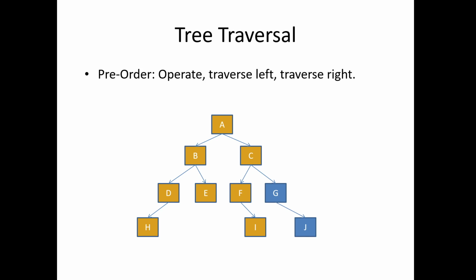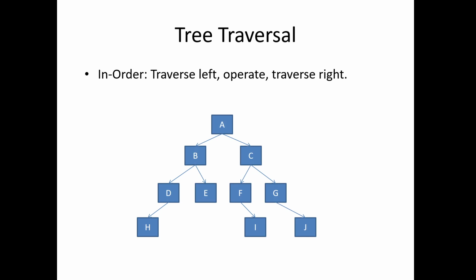I back to F, F back to C, and now C down its right to G, and now our G down its right to J. So we can see that the order that we would output here would be A, B, D, H, E, C, F, I, G, J. This would be our pre-order traversal of our tree.